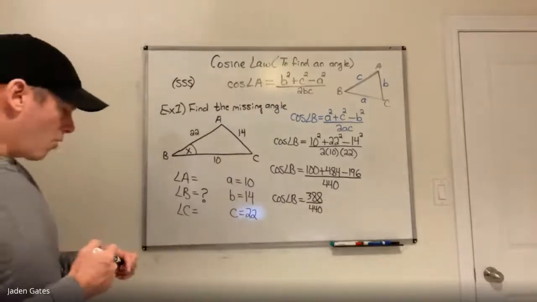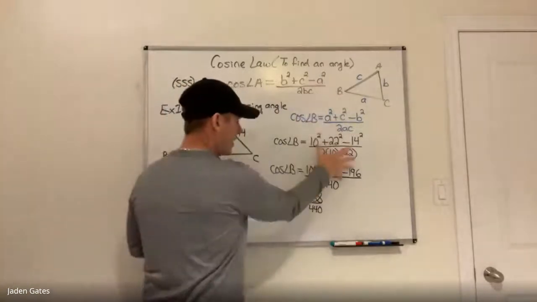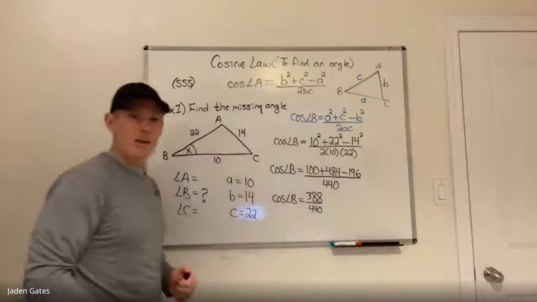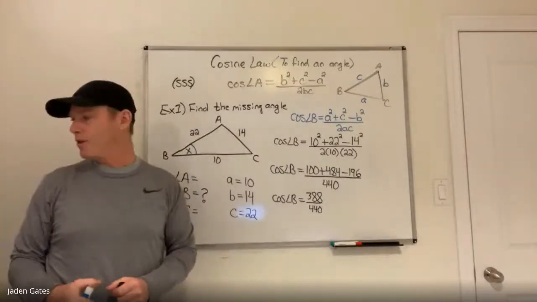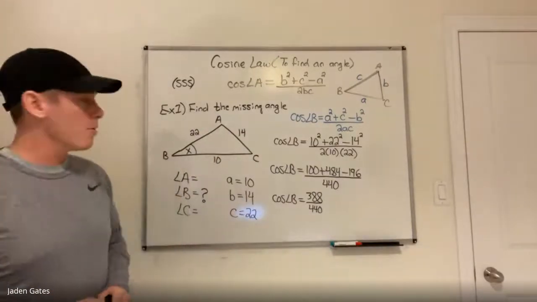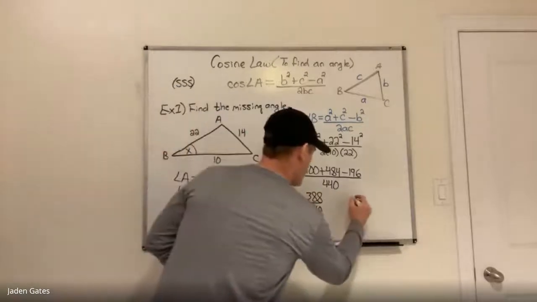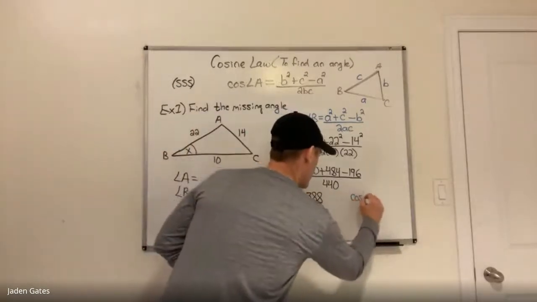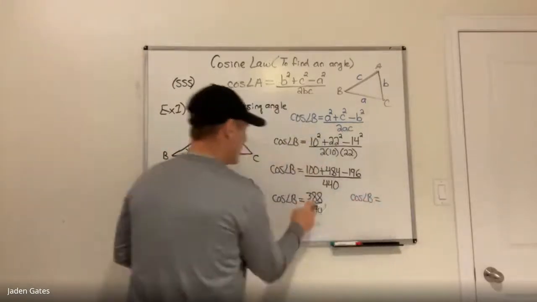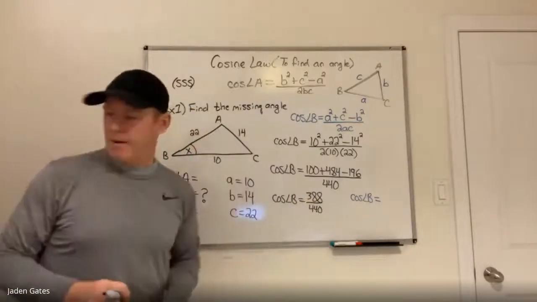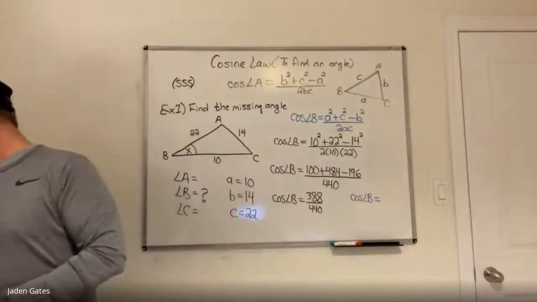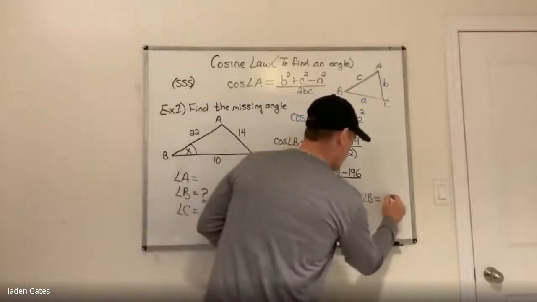All right, now we're almost there. Again, things are getting simpler. That's always the first indicator that you're going the right way in math. Things get uglier, and now you're probably going the wrong way. So now where I'm at here is cosine of angle B. I take my 388 divided by 440. I can make that a decimal, and I've got 0.88.